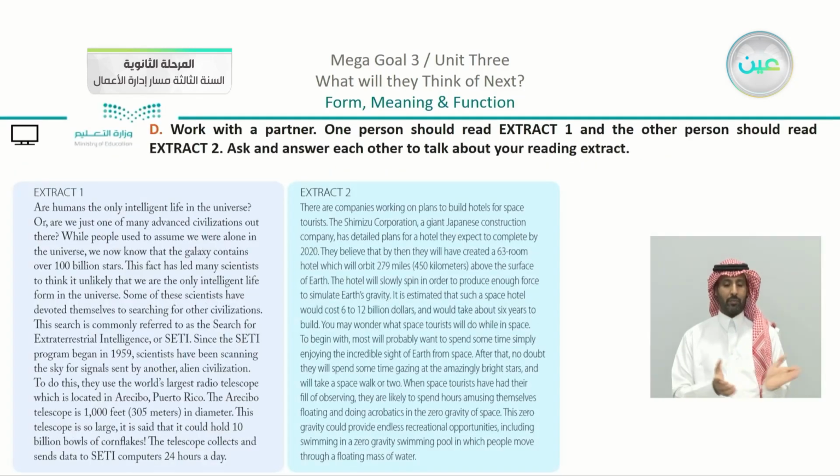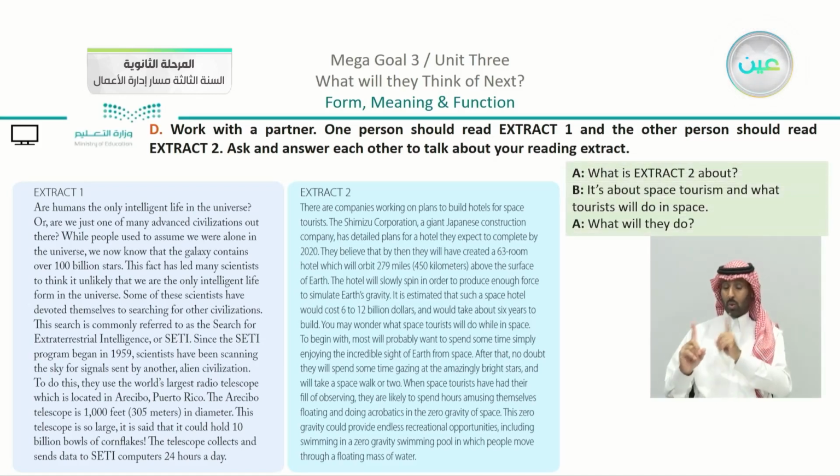Okay, so moving on, we have the second example on the same page here. We can see that we have: work with a partner. One person should read extract 1 and the other person should read extract 2. Ask and answer each other to talk about your reading extract.